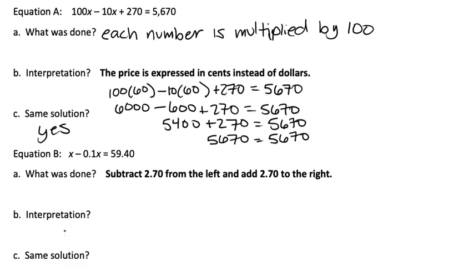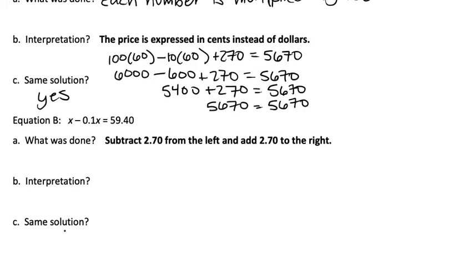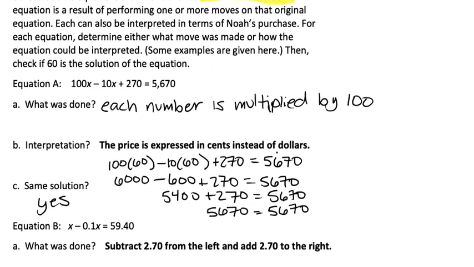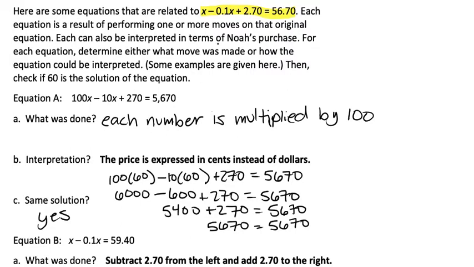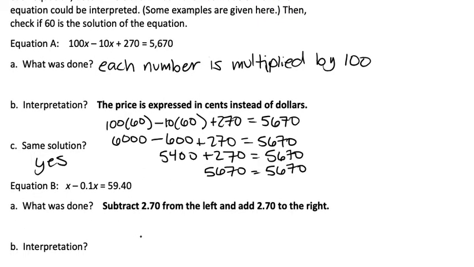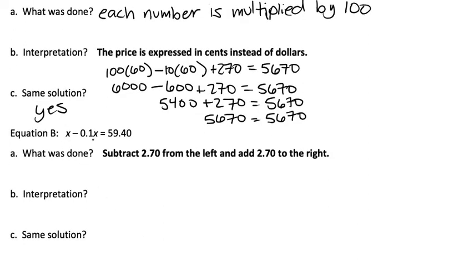Equation B is x minus 0.1x equals 5940. What was done? We subtracted 270 from the left and added 270 to the right. So if I compare that to my original equation, which is highlighted up here, we have the x minus 0.1x, got rid of this 270 on the left, and added 270 to 5670 to get 5940. So in terms of the situation, x here would be the original price of the jeans after 10% off would give me the left side, and then 5940 would give me the right side.